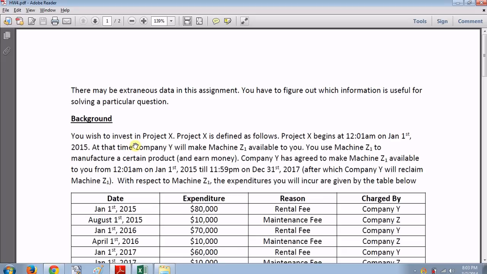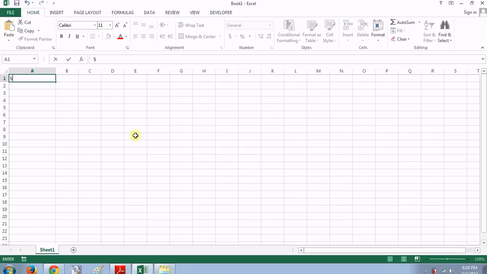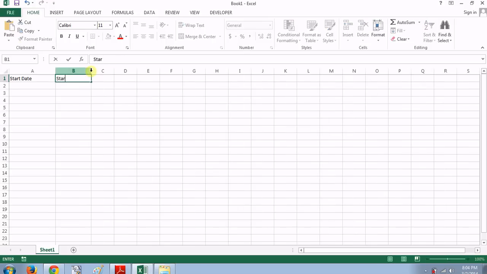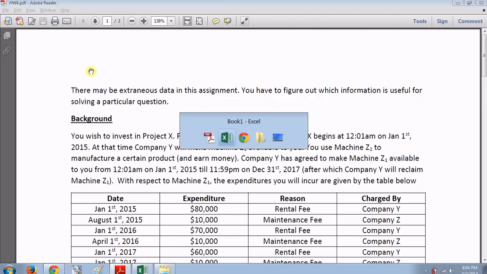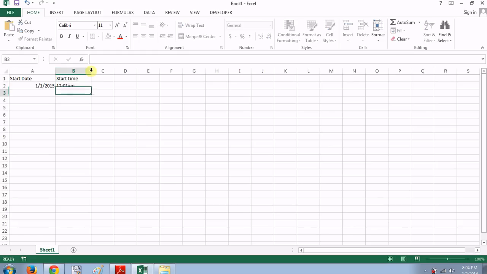Okay, here's the background. You wish to invest in Project X. Project X is defined as follows. Project X begins at 12:01 a.m. on Jan 1st, 2015. So let's go ahead and put down a start date. And if some of you are more cautious, you can go ahead and put down a start time as well. Start date is Jan 1st, 2015, so that's 1/1/2015, and just for kicks, I'm going to put in the time as 12:01 a.m.